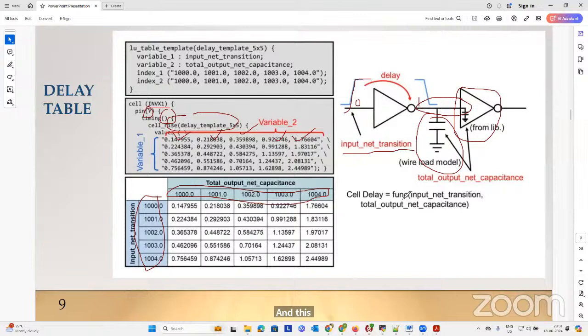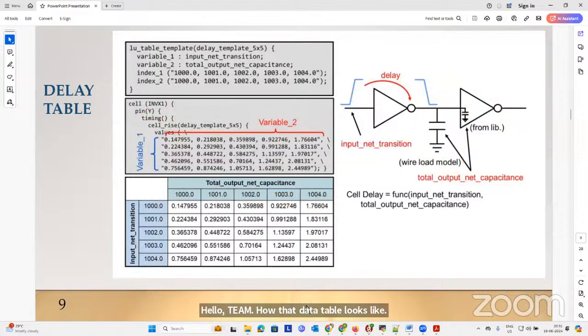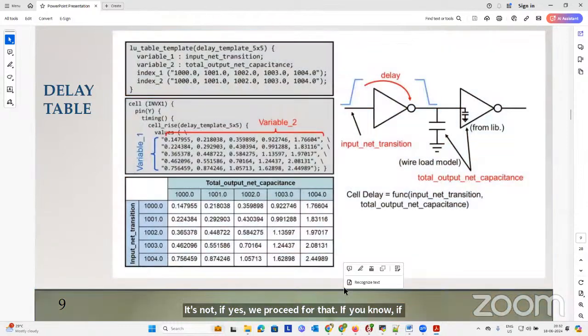So cell delay is a function of input transition and output net capacitance. Clear? Delay table, how the delay table looks like? Is everyone following? Yes or no? If yes, we will proceed further. If no, if you have any questions, please let me know. Okay. Thank you.